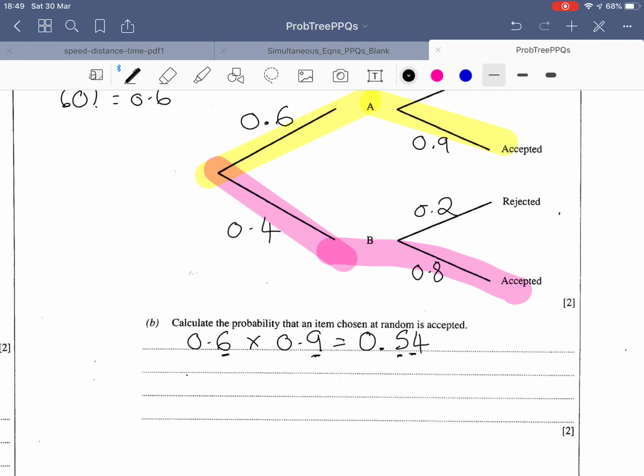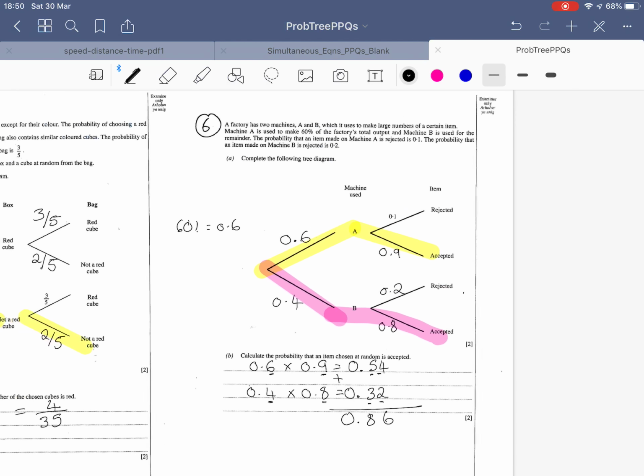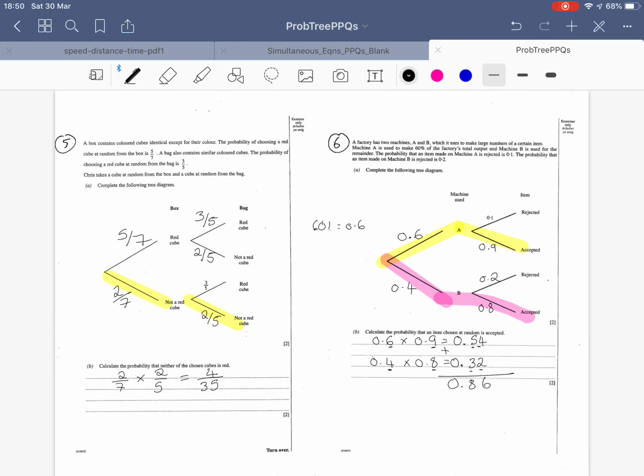And the bottom one, we've got 0.4 times 0.8. So we know 4 times 8 is 32, and we need 2 numbers after our decimal. And now we need to add these up. So we've got 4 and 2, that's 6. 5 and 3, that's 8. So 0.86. We've got an 86% chance of getting accepted.